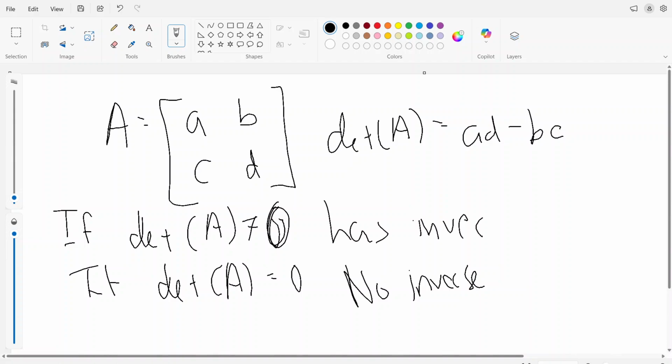And this is really important to remember because you always have to check first if a matrix has an inverse before taking an inverse, right? Now I want to go over a couple of problems you may see on an exam.